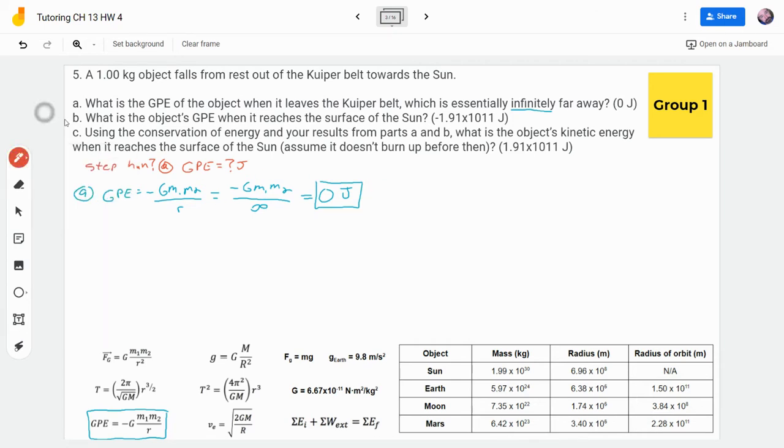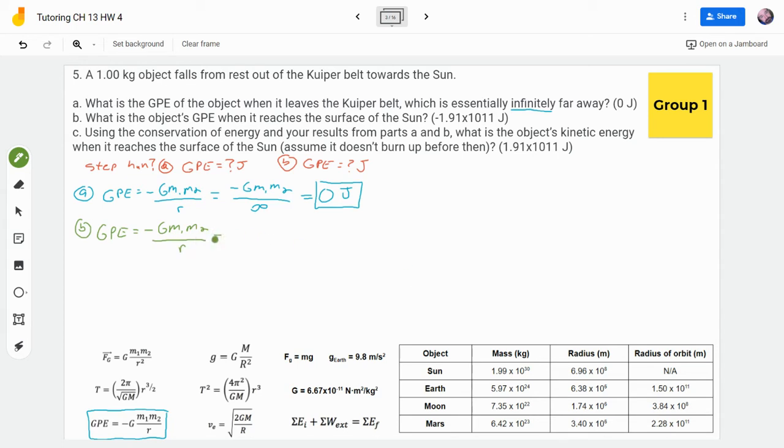Now for part B. What is the object's GPE when it reaches the surface of the sun? Okay, so we're again looking for GPE is equal to question mark joules. Same exact formula. Again, I'm a big fan of start with the formula. Like literally write the formula you're going to use. All of this over R.